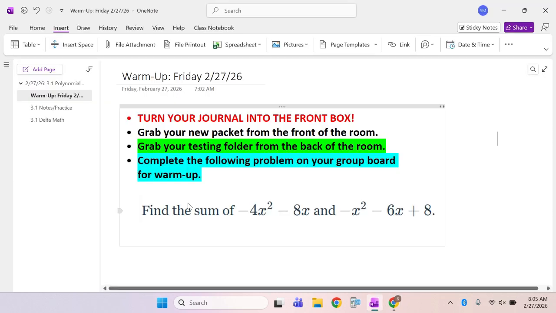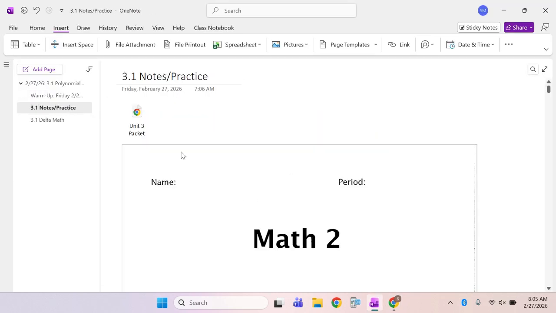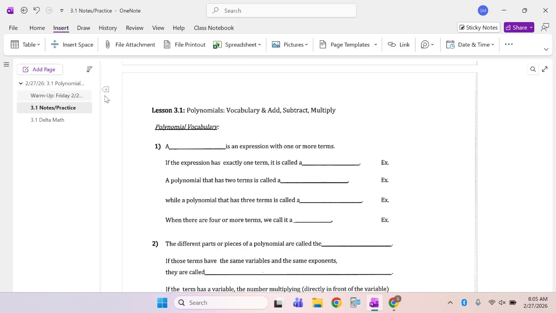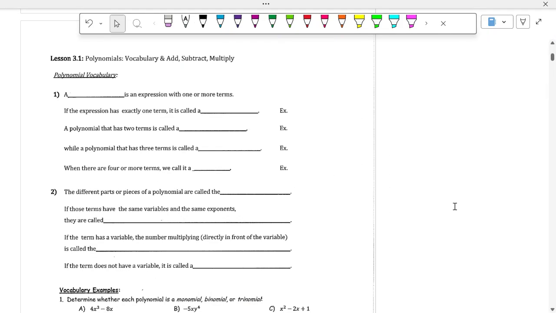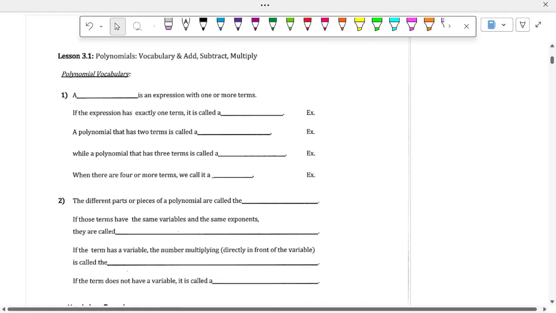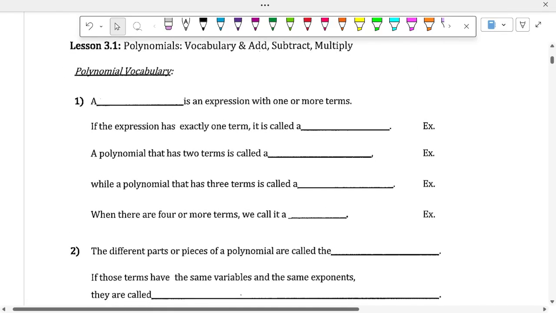Okay, so go ahead and open up your packet to page 1. Now, we'll probably only get through about half of 3.1 today, just because 3.1 is a little bit extensive and I don't want to throw it all at you at once. But we'll see how far we get.